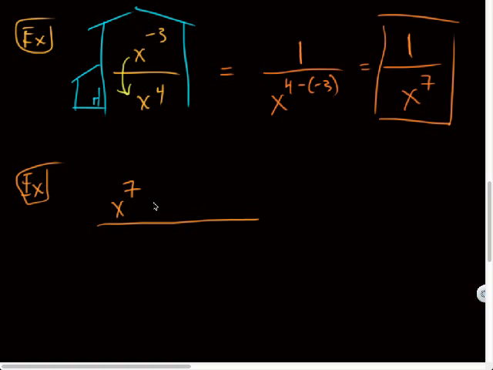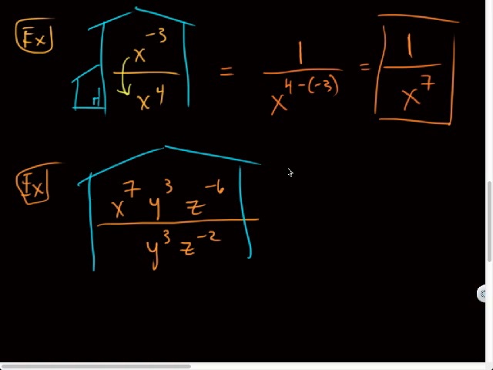Let's say I've got x to the 7th, y to the 3rd, z to the -6th, over y to the 3rd, z to the -2nd. Whoa. Okay, so now we've got a really big apartment building going on here. This is also across town. Is this like a complex? Big apartment, right? How great is this? Let's see if you can tell me what's going to happen.